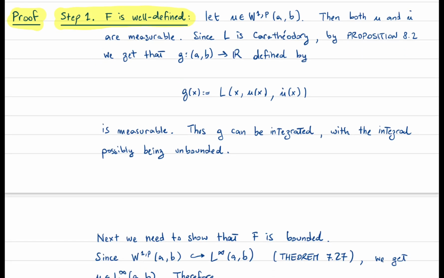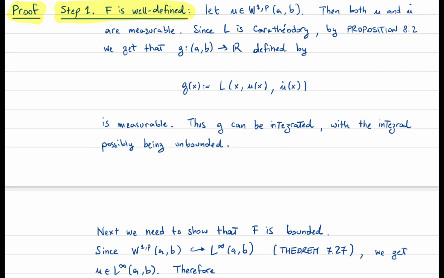So the first step is that we need to show that f, the functional, is well defined, because this is not actually trivial, since we're assuming very low regularity on the Lagrangian and on the ambient space. So okay, let U in W1P of AB. Then by definition, we know that both U and U dot are LP functions, so they are both measurable. And we're also assuming that L is Carathéodory.